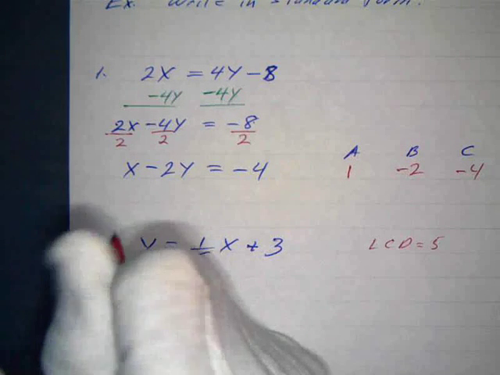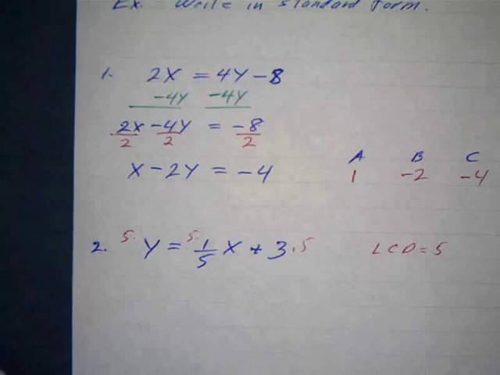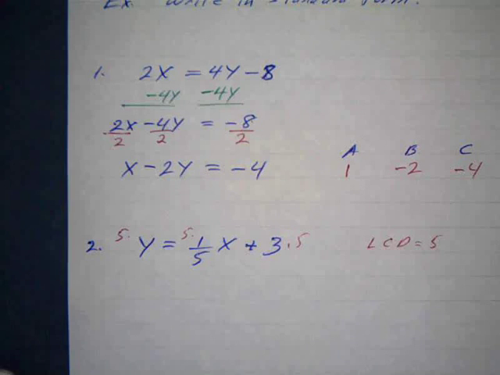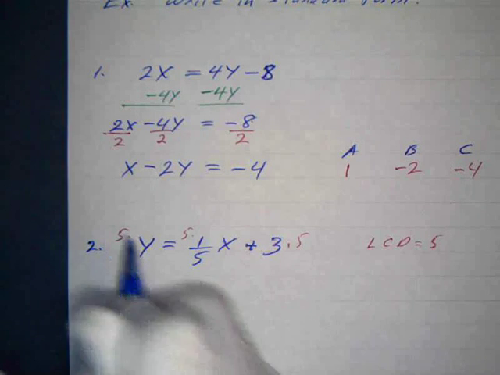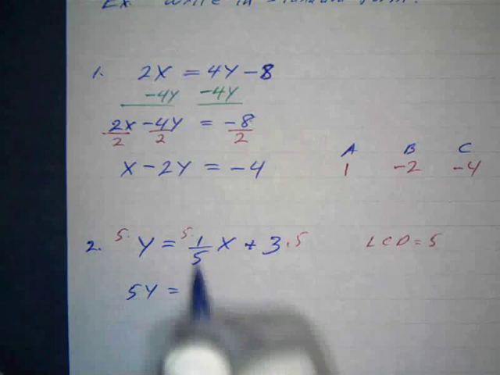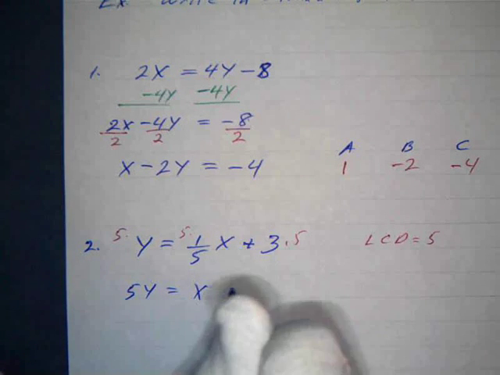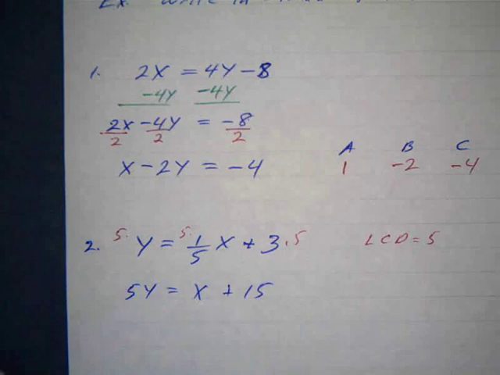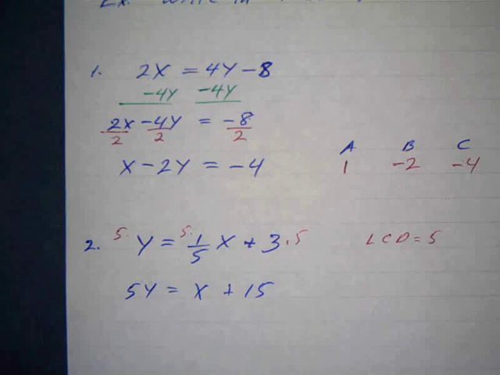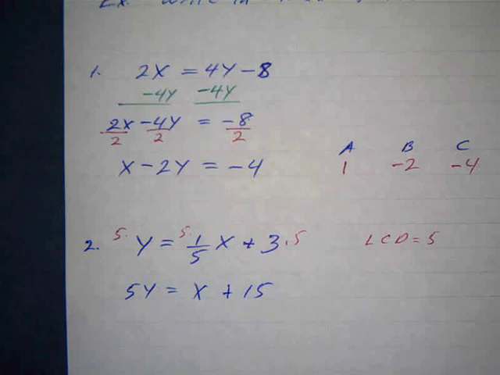I guess I can do that over here. 5 times y, 5 times 1/5, and 5 times 3. So on the left, I've got 5y. Now 5 over 5 is 1, so that's just 1x. And 3 times 5 is 15, so I got rid of my fractions. Now I want all my x's and y's on the left. So what I'll do is I'll subtract x from both sides.